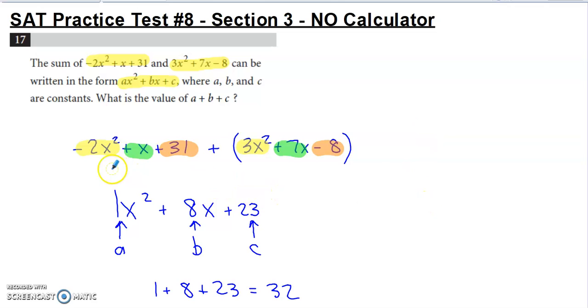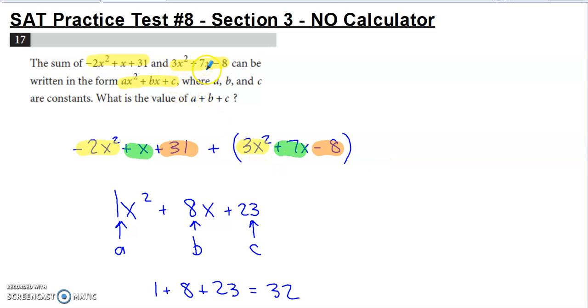So I'm going to take the sum. When I take the sum of these two polynomials, I'm basically just combining like terms. I've tried to highlight the like terms. Negative 2x squared plus 3x squared is going to give me 1x squared. I have parentheses around this second polynomial just to indicate that I'm adding that entire 3-term expression onto the first. The parentheses aren't really doing anything.